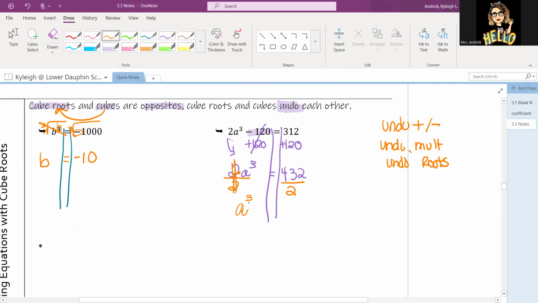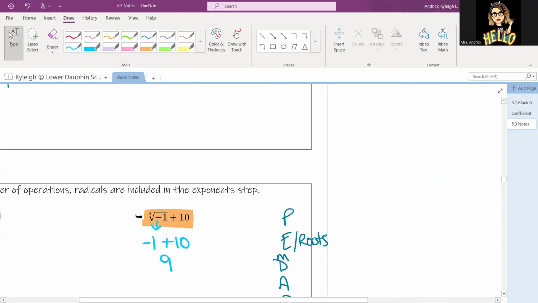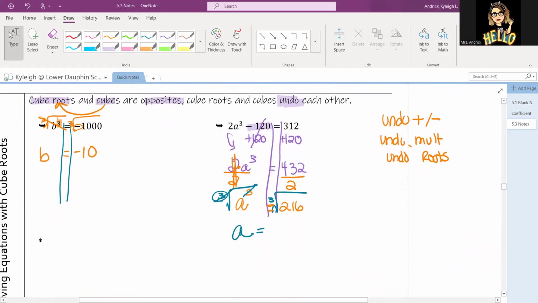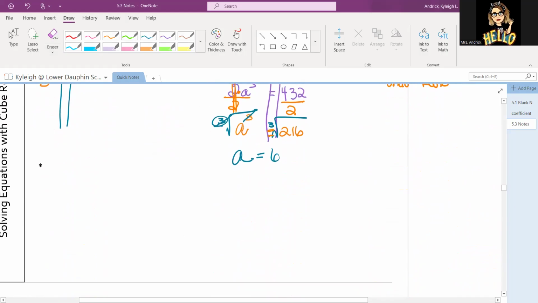So then I'm left with a to the third. Do 432 divided by 2. And you get what? 216. And now we do that last step of taking the cube root. When you're writing a cube root, make sure you have that 3, because that's how you know the 3's cancel. Now we take the cube root of 216, which I think is 6. Yes, which is 6. Okay, that's everything.